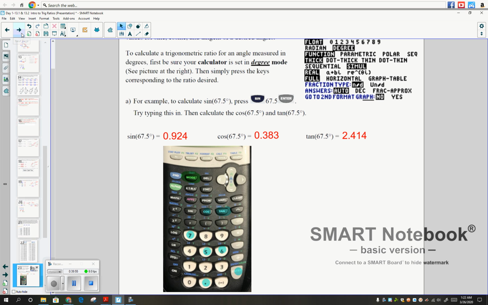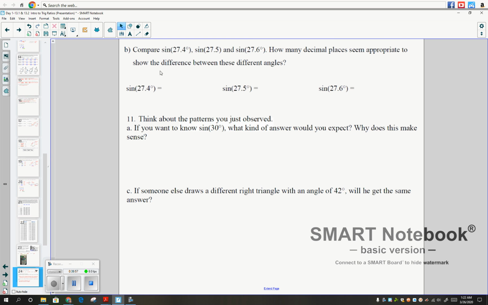What I want you to do right now is just try that. Type it in your calculator. I want you to type in sine of 27.4, sine of 27.5, sine of 27.6. We're going to talk about those numbers here, but go ahead and type those in. I did list them out here to 3 decimals. The angle measures do not change much. They only change by 1/10 of a degree. So will the ratios change? We said that if the angle changes, you said they would earlier. Well, they do change. Not very much.